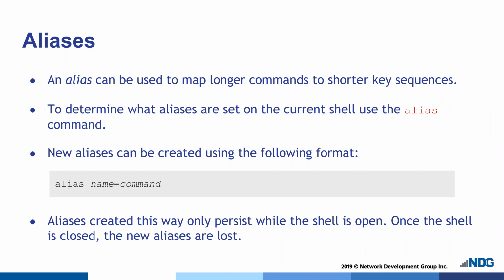Aliases are used to map longer commands to shorter key sequences. So to determine what aliases are set on the current shell, you can use the alias command. New aliases can be created using the following format: alias, name equals whatever command you want it to run. Aliases created in this way only persist while that given shell is open. Once that shell is closed, all those new aliases are lost.